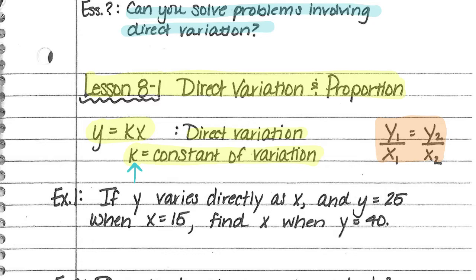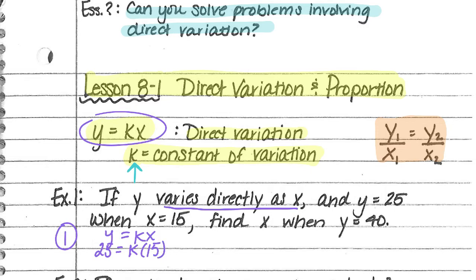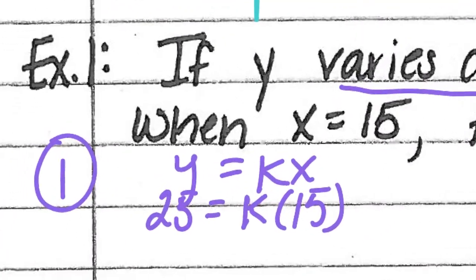It says if y varies directly as x. Well, I told you we're going to use this y equals kx. And y is 25. So I always tell my students we need two scenarios. The first scenario, y is 25 when x is 15. And then the next scenario says find x when y is 40. Well, let's focus on the first scenario first.